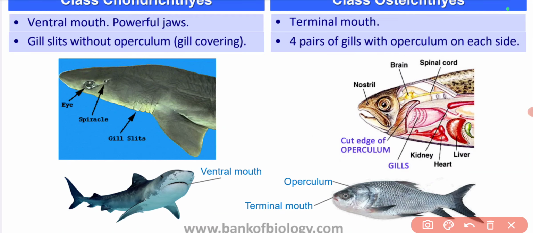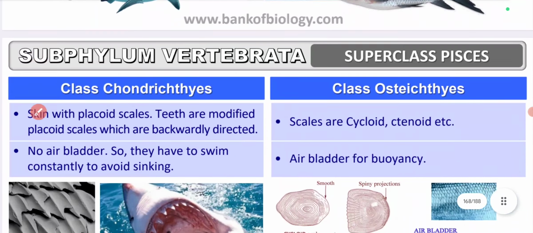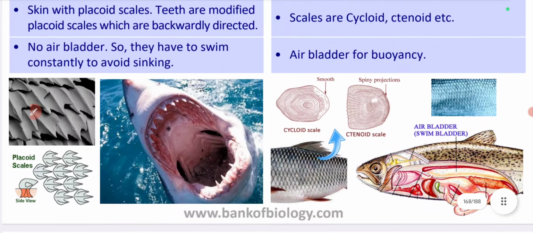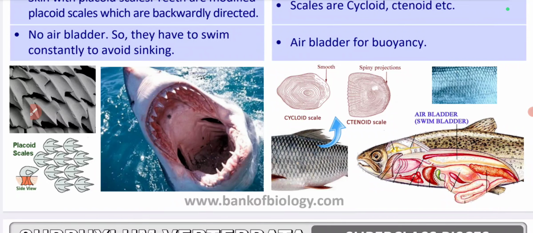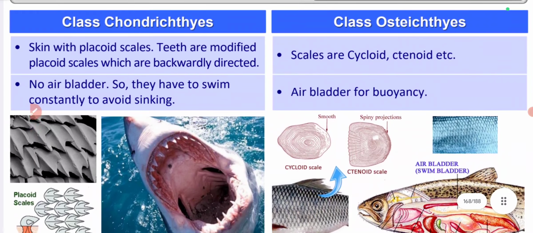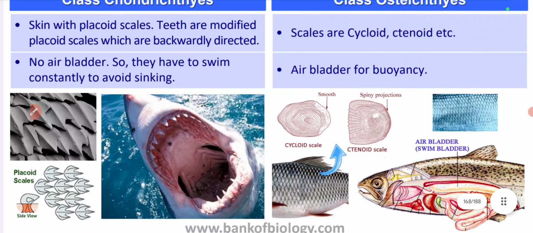Next, skin with placoid scales. Teeth are modified placoid scales which are backwardly directed, as you can see in the diagram. This is called placoid scales. And in Osteichthyes, scales are cycloid or ctenoid. Cycloid scale, ctenoid scale, you can see in the diagram.